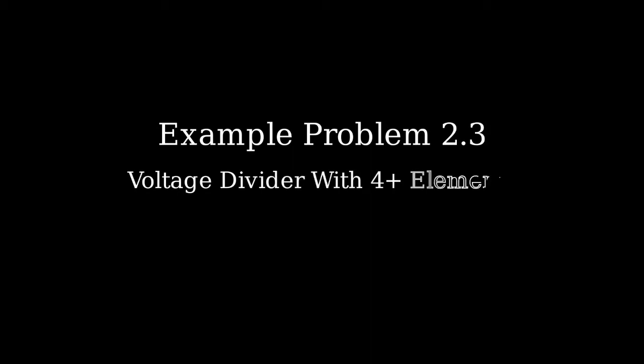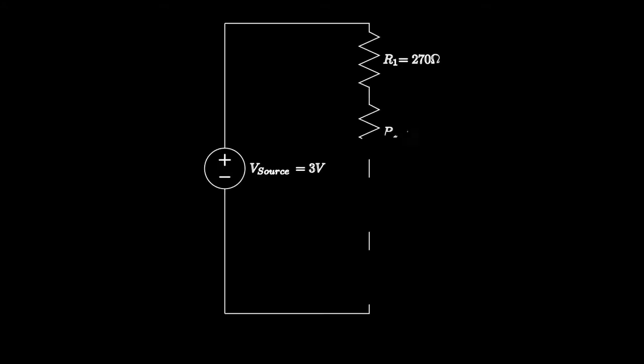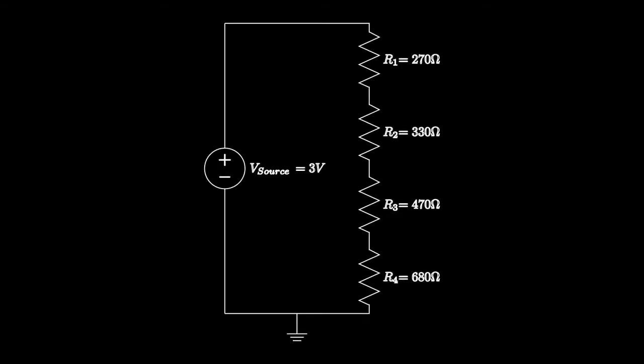Welcome back. In this video we're going to go over another example problem, this time with a voltage divider that has 4 plus elements in it. In our case, we're going to be looking at a circuit that has 4 resistors in it of all different values. And the goal is to determine the voltage across each of them individually.